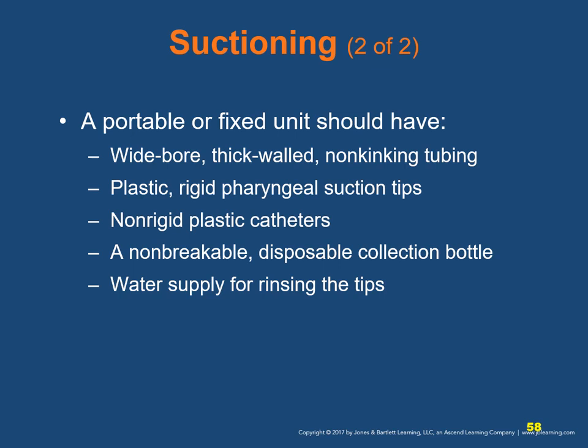You may have a portable suctioning unit, but it must provide enough vacuum pressure and flow to allow you to suction the mouth and nose effectively. A portable or fixed unit should be fitted with the following: wide-bore, thick-walled, non-kinking tubing, plastic rigid pharyngeal suction tips called tonsil tips or Yankauer tips, non-rigid plastic catheters called French or whistle tip catheters, a non-breakable disposable collection bottle, and water supply for rinsing the tips.